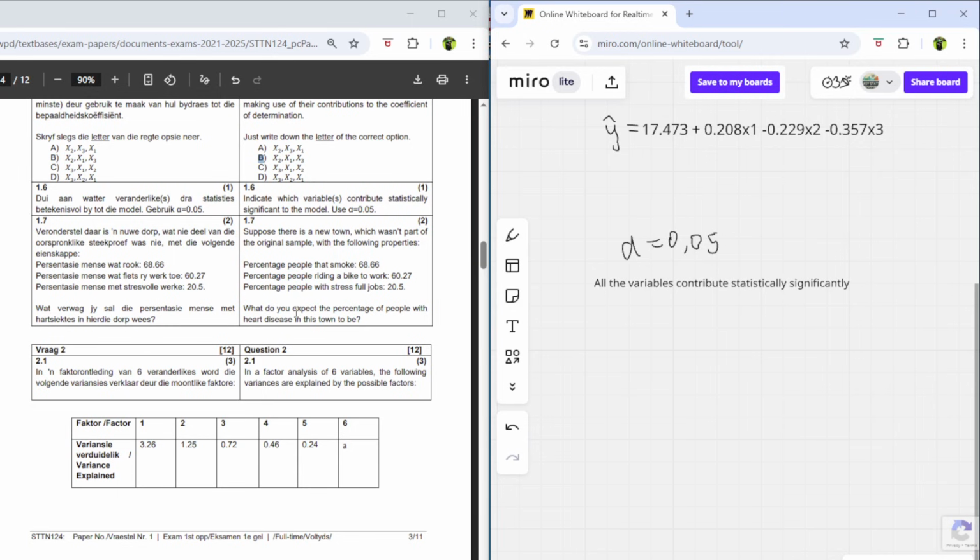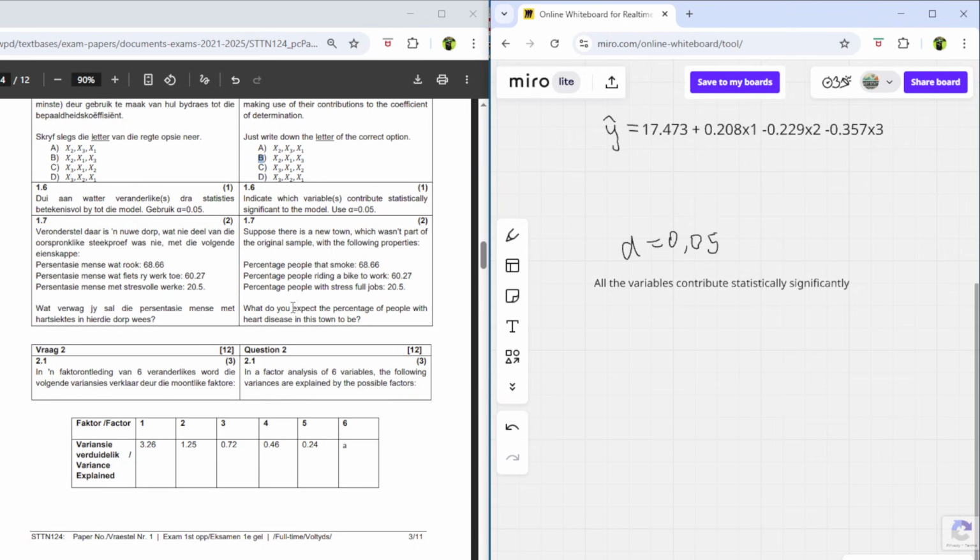1.7. Suppose there's a new town which wasn't part of the original sample with the following properties. Percentage of people that smoke is 68.66. Percentage of people riding a bike to work is 60.27, and percentage of people with stressful jobs is 20.5. What do you expect the percentage of people with heart diseases in this town to be?